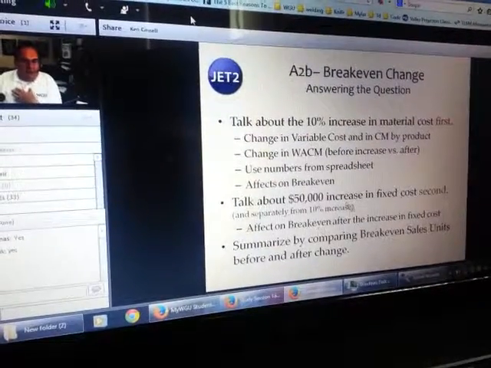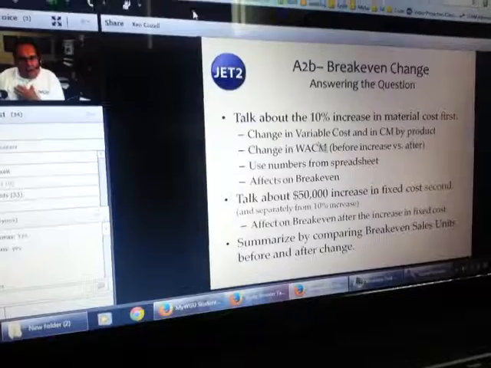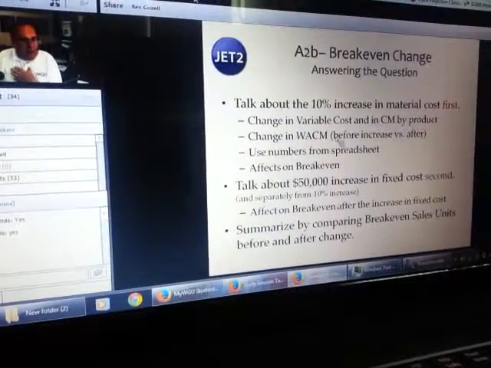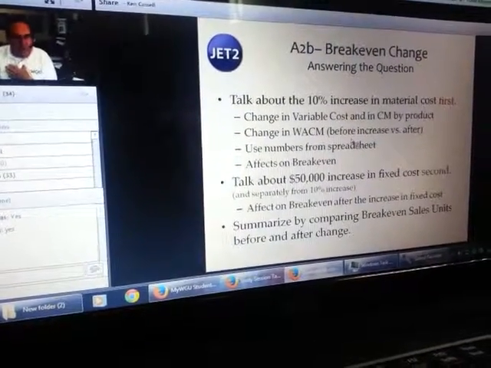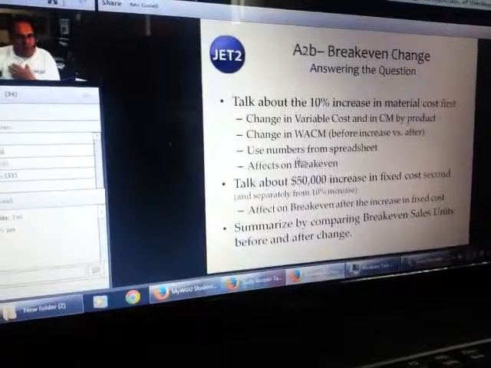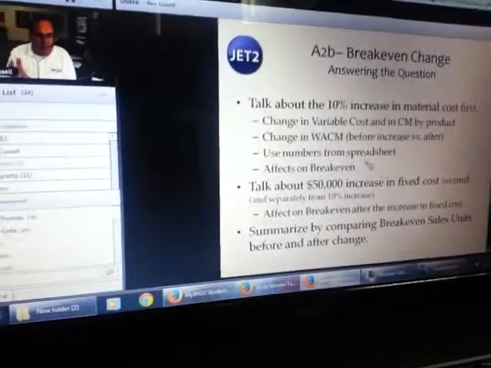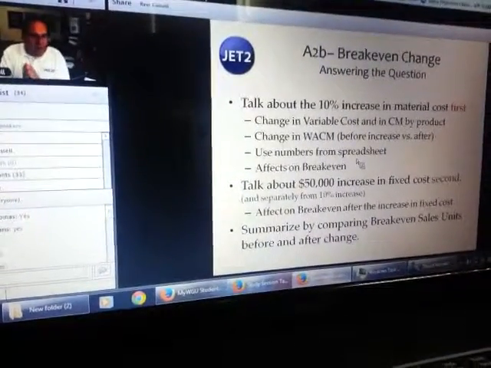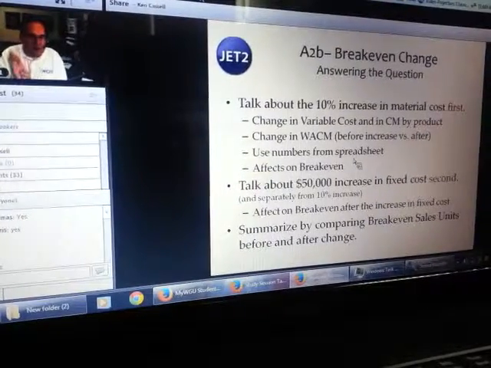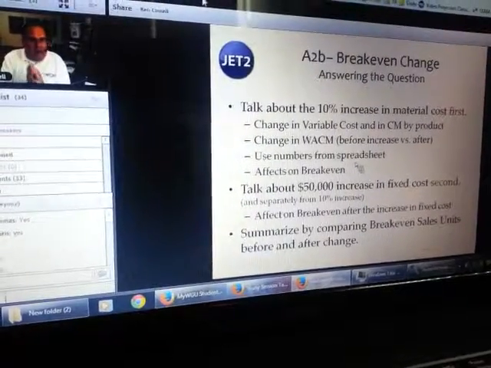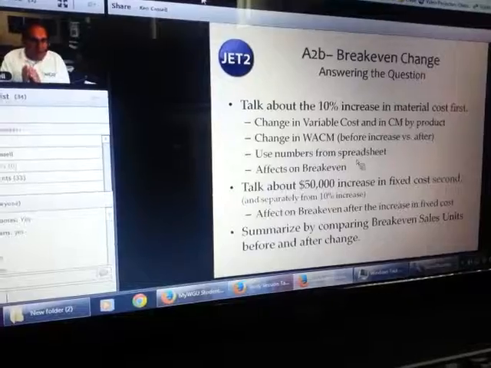Okay. So if you look at the slide, talk about the change in variable cost and contribution margin. Talk about the weighted average contribution margin change. Use the numbers from the spreadsheet. Always liberally use the numbers from the spreadsheet. And talk about the effects on break-even. What do you have to do to get back to break-even after the 10% increase in material costs?